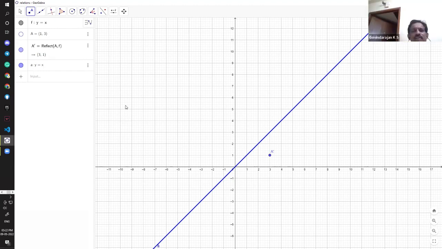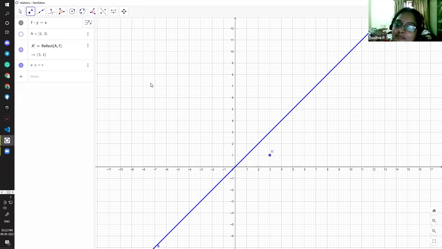And the groups will be like equivalence classes. It will be divided into infinite equivalence classes. Each single number is an equivalence class. So infinite equivalence classes we can have.